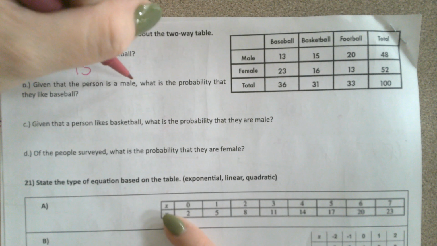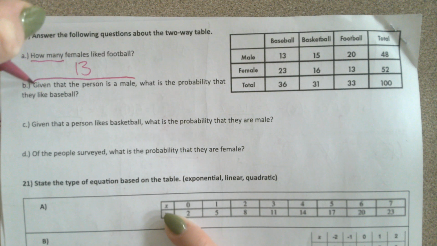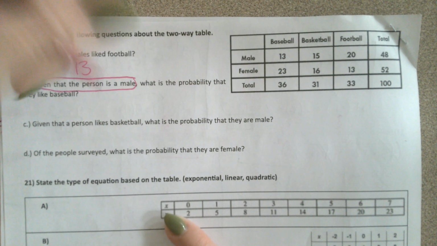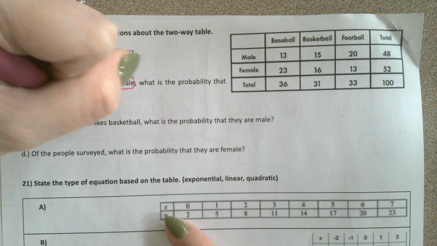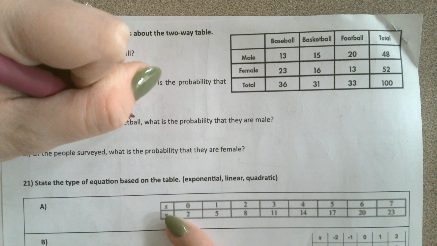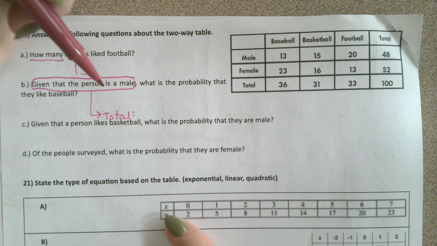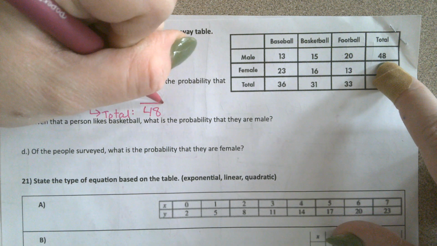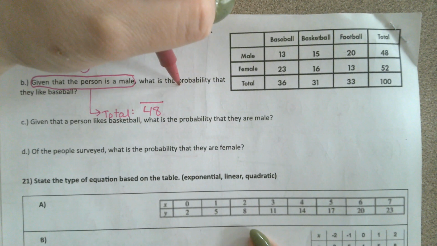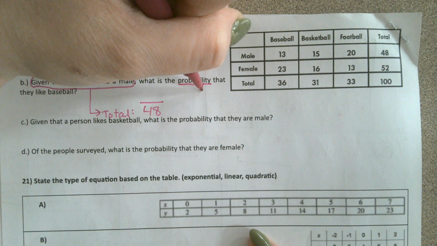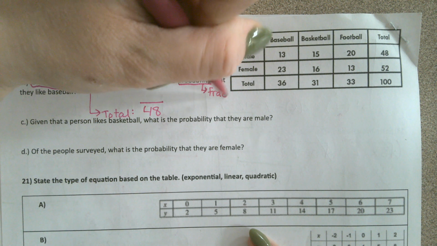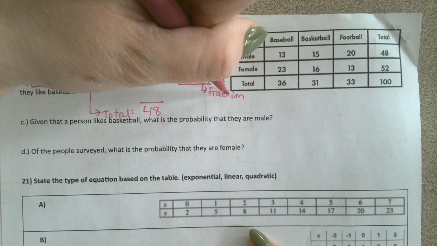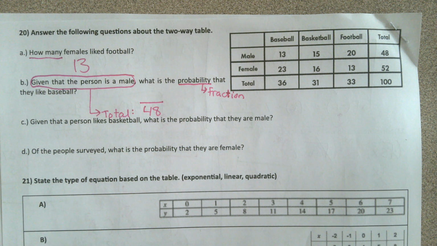Given that the person is male, that's where you pause, circle it. This is your total. Given that the person is male, how many males are there? 48. What is the probability? Again, probability means fraction, which by the wording of the question, I already knew that's where we were going. It's pretty much a kind of standard.